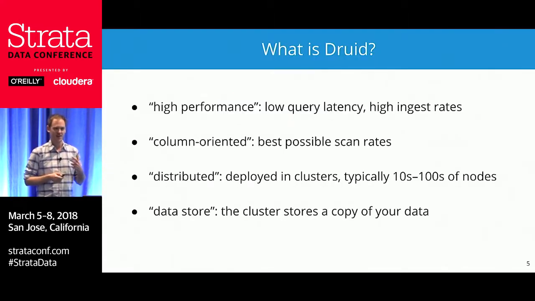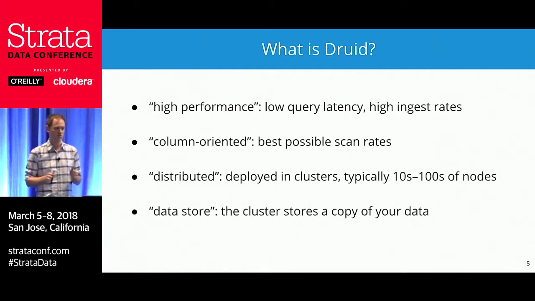So we can pick apart the tagline. The first bit, high performance. To me, that means we want low query latency and we want high ingest rate. So we strive to be the best in those two areas. The second, column-oriented. Column orientation is a technique used by a lot of analytic databases, and it's what gets you the highest scan rates on modern hardware.